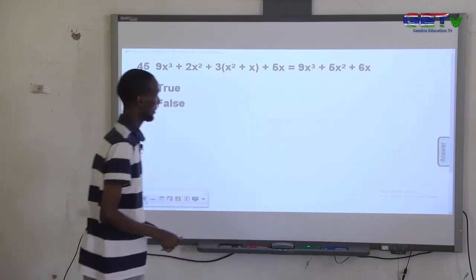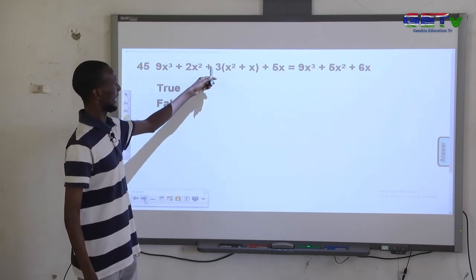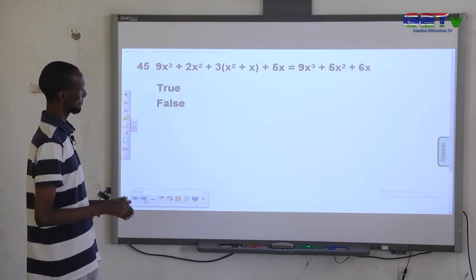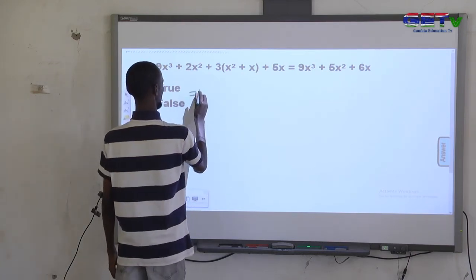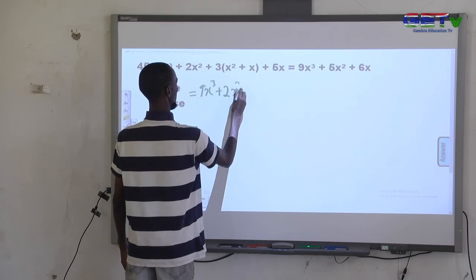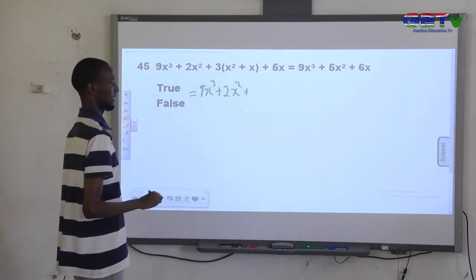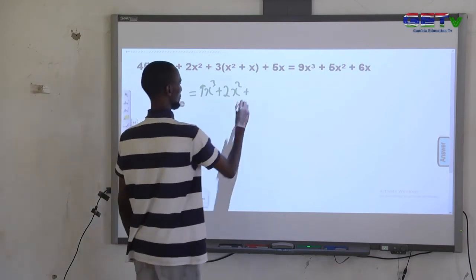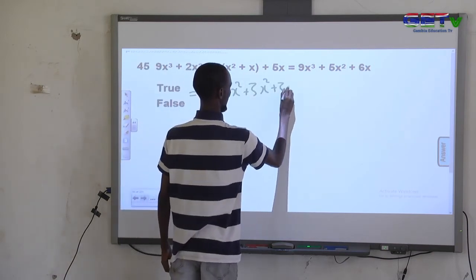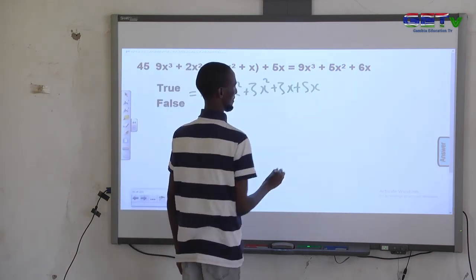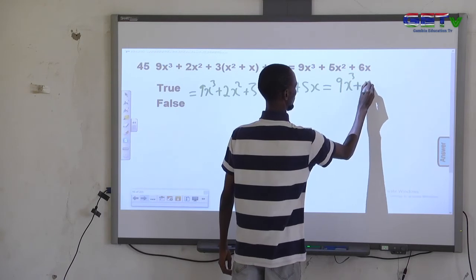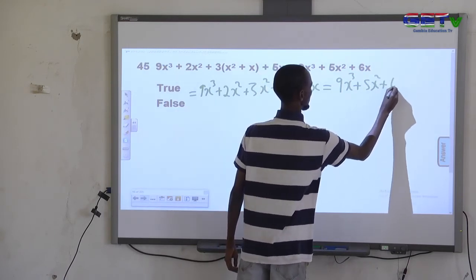Again, let's see. You look through all that, and you see that there is a bracket there. That has to be removed using the distributive property. And that will therefore lead us to having 9x to the power 3 plus 2x squared plus, if you expand here, 3 times x squared will give you 3x squared plus 3 times x is 3x plus 5x. Will that lead us to having 9x to the power 3 plus 5x squared plus 6x?